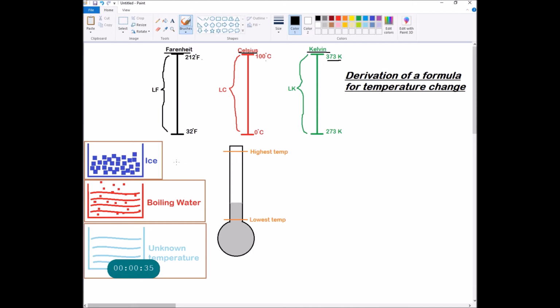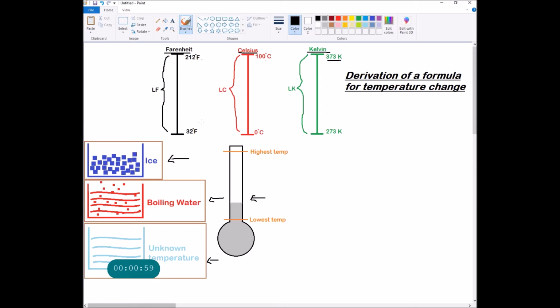Here I have three boxes. The first one is filled with ice, the second one is filled with boiling water, and the third one is filled with normal water of some unknown temperature. And here I have a vessel that is filled with mercury, not up to the brim but only up to some part. So now let me take this vessel of mercury and dip it into the ice.